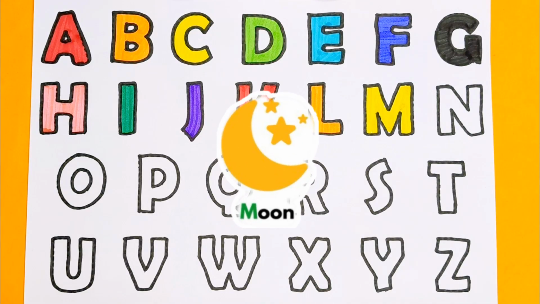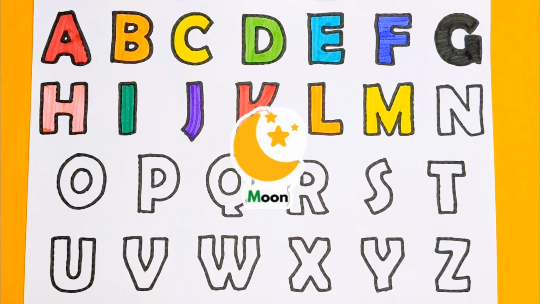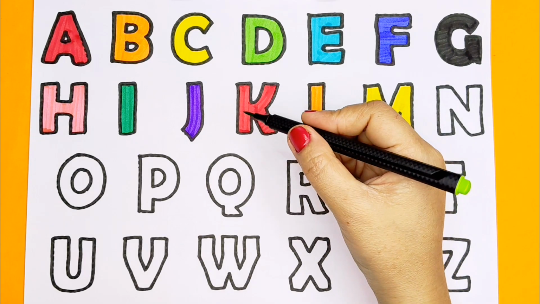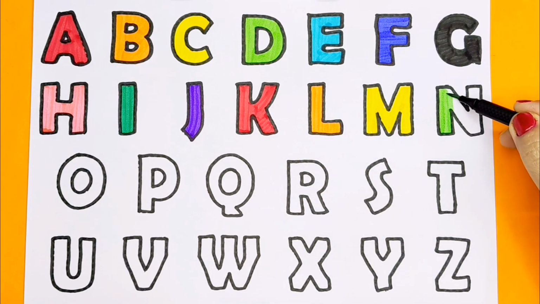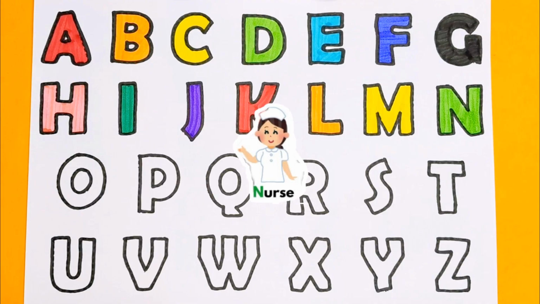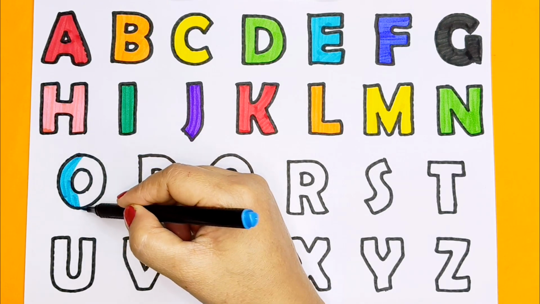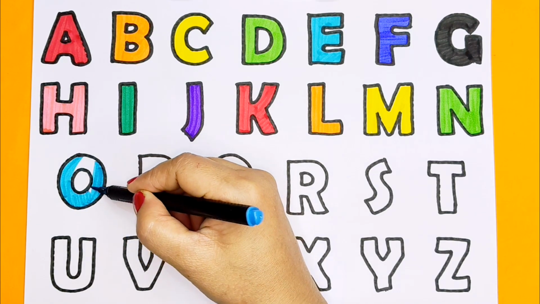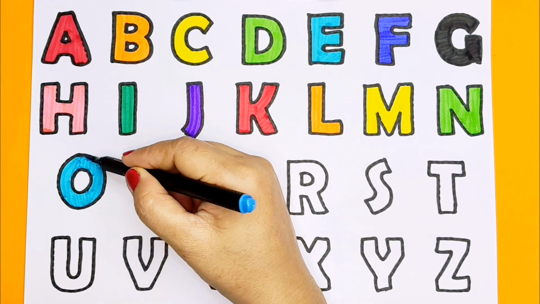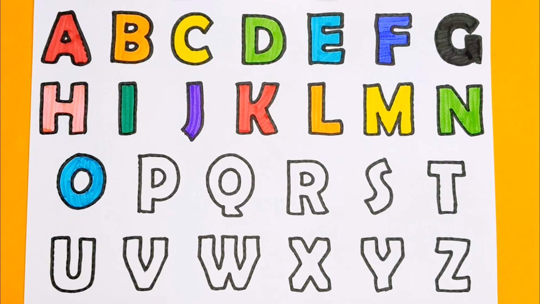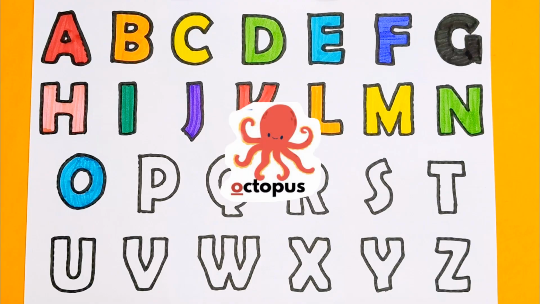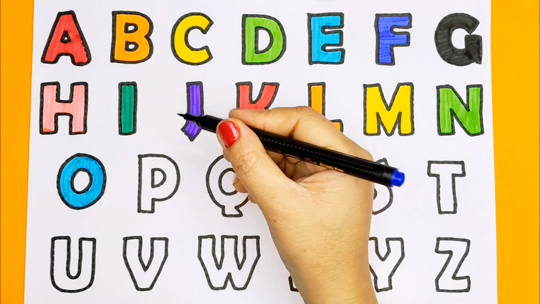M. M for moon. Light green color. N. N for nurse. Sky blue color. O. O for octopus. Blue color.